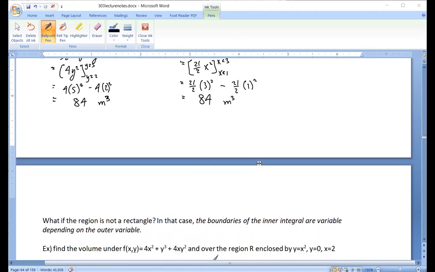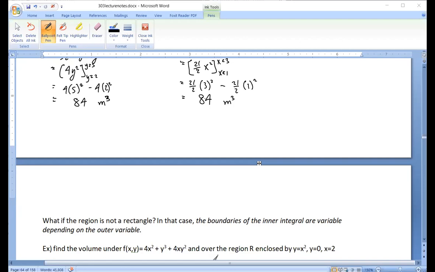Okay, so here's the question. Find the volume under this function, f of xy equals 4x squared plus y cubed plus 4xy squared, and over the region enclosed by, and then we've got some formulas here. y equals x squared, y equals 0, x equals 2. All right. So what is going on in this scenario?